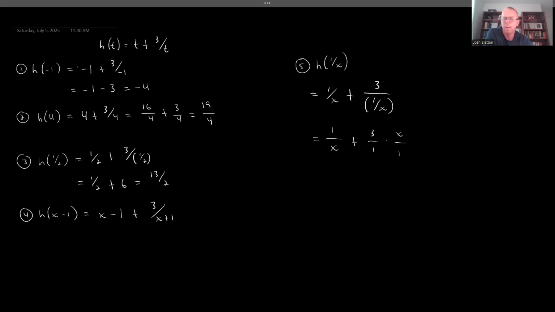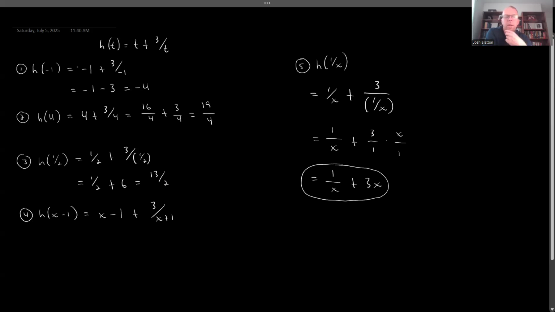So we're going to flip that one on the bottom, multiply by what we have on top. So now we just have 1 over x plus 3x. And again, you could find a common denominator, which would be x, multiply this one by x, but again, we don't really have to. So we'll leave it like that for now. So again, the main thing with these, f of whatever input, h of whatever input, it doesn't really matter what the function is called. But whatever's in the parentheses, plug that in to your variable every time you see it, and then simplify as you need to.